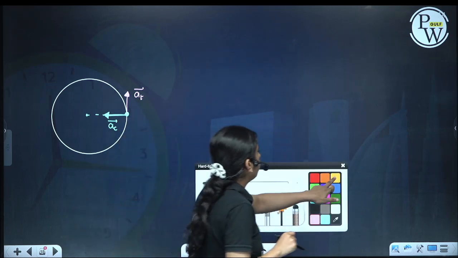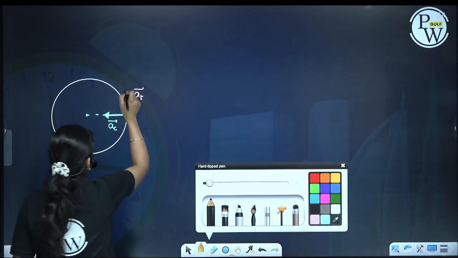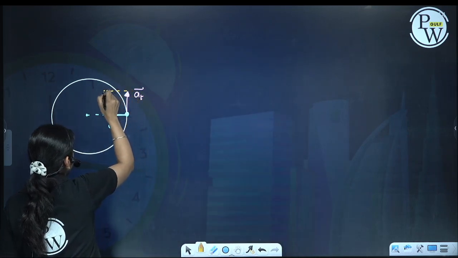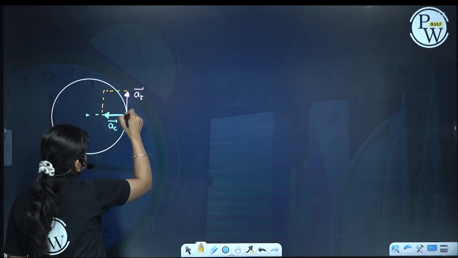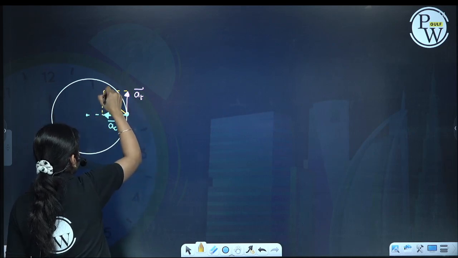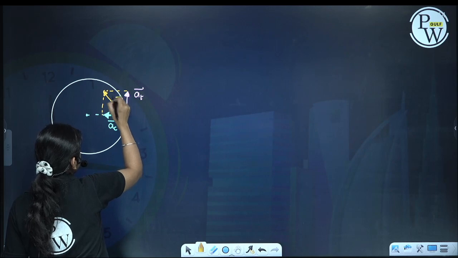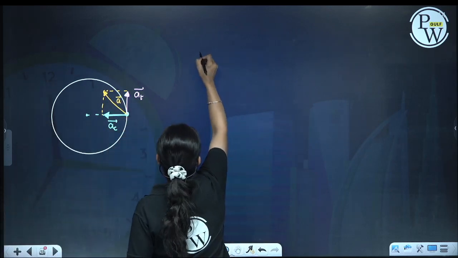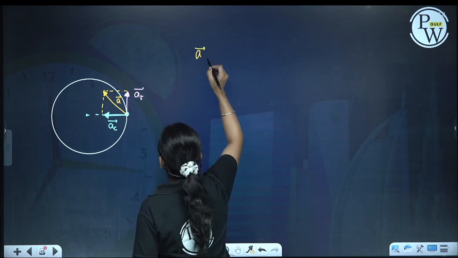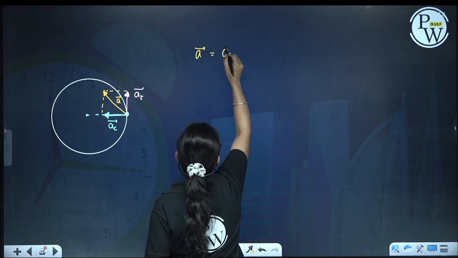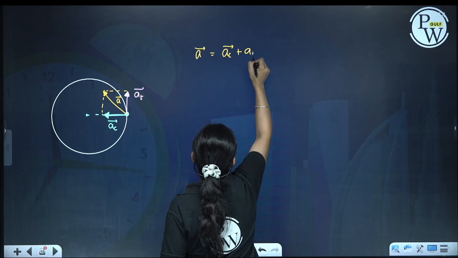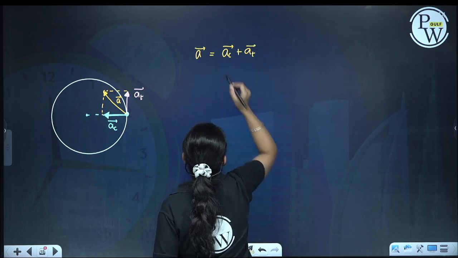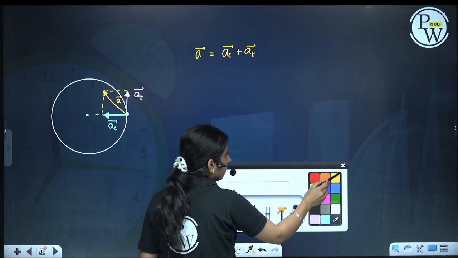Now what will be my net acceleration? Net acceleration is equal to the vector sum of the two accelerations. So this will be my total acceleration. Total acceleration is the sum of AC plus AT.